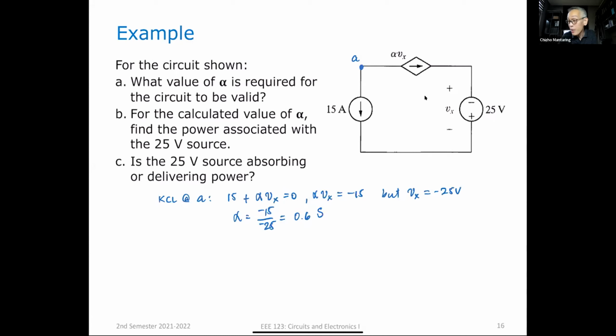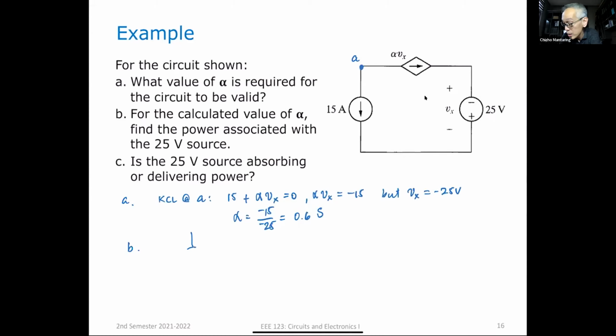Okay, so letter B. For the calculated value of alpha, find the power associated with the 25-volt source. Actually, you don't even have to know alpha to find the power associated with the 25-volt source. What is the power associated with the 25-volt source? So this is letter A, and letter B asks: what is the power associated with the 25-volt source? It's very easy to see that.